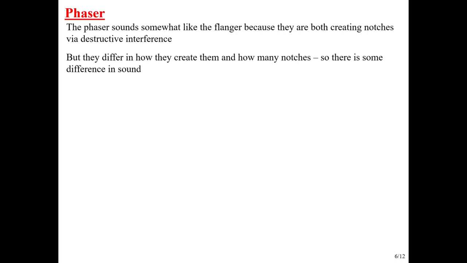So how are they different? Well, they create their notches. They're both based upon notches, but how they create those notches is quite different. And how many of those notches there are is different. And how the notches are located relative to each other. So the spacing between the notches is different for a phaser than it is for a flanger. And so that's what makes them sound different. But they're still both basically sweeping notches and peaks through frequency.